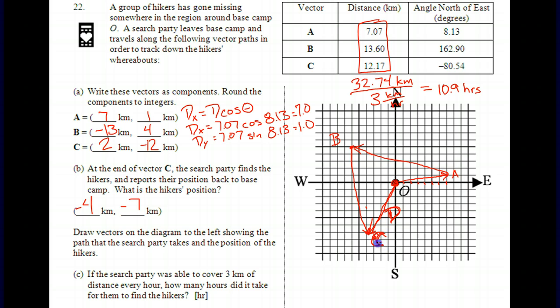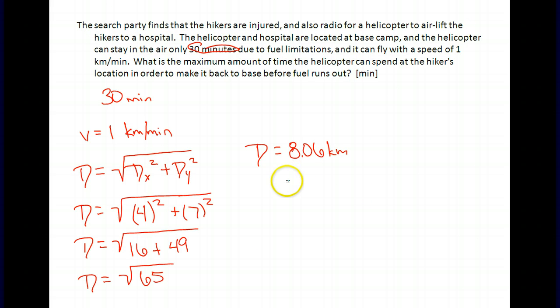Okay, so here's C over here, and that is 8.06 kilometers away. Well, it's 8.06 kilometers out and back. So we've got to make sure to multiply that by 2. So that helicopter has to be able to fly not just 8.06, but 16.12 kilometers. That's really the total distance that that helicopter is flying.